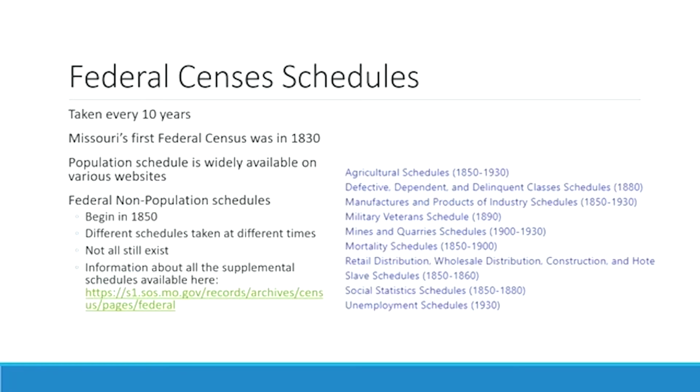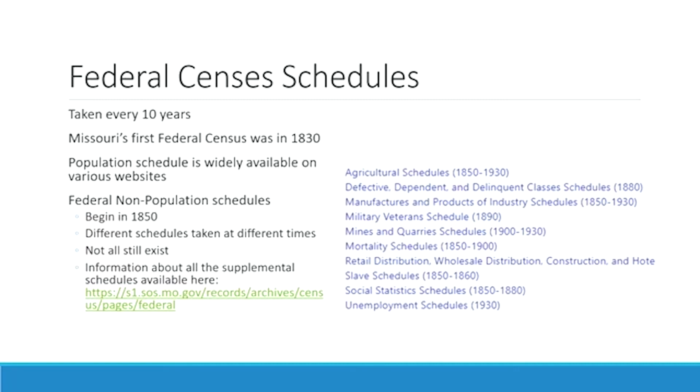So federal census schedules are taken every 10 years. Missouri first shows up on the federal census in 1830. The population schedule is widely used, and it is widely available on various websites. So we do not plan to put the federal population schedule in our online database because it is so readily available. The federal non-population schedules, however, are not as widely available.